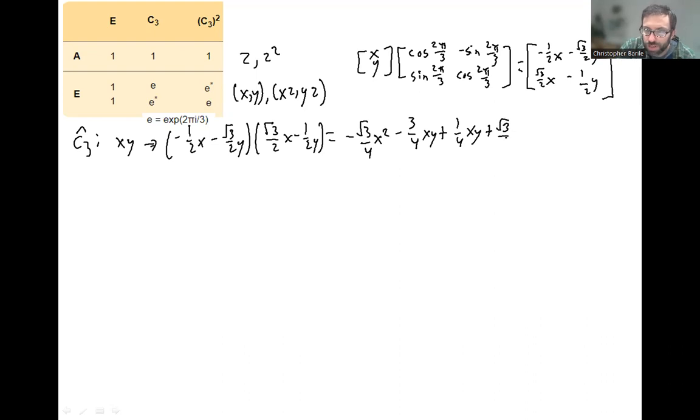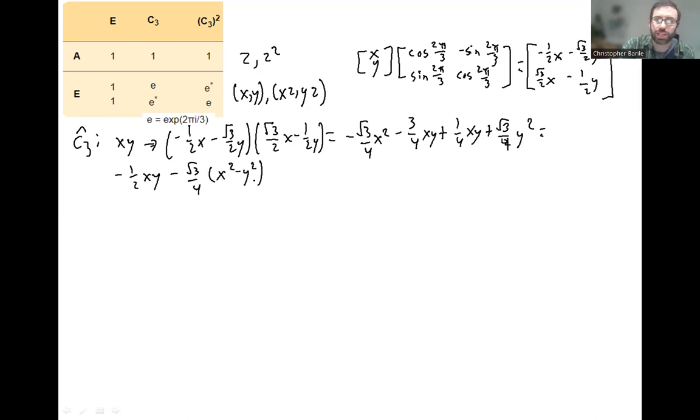Plus root 3 over 4, excuse me, y squared. That's negative 1/2 y times negative root 3 over 2 y. Okay, and then from here, we can combine these terms. So we're going to have the negative 3/4 and the positive 1/4 xy come together to form negative 1/2 xy. And then we can also factor out a negative root 3 over 4 and get x squared minus y squared.